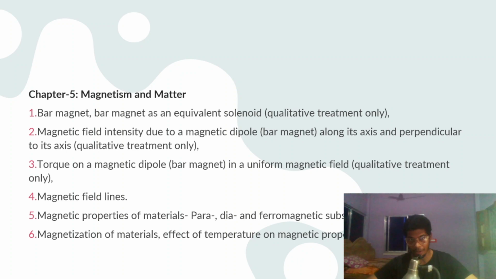Next chapter is magnetism and matter, which has 6 sections, and these are not quite hard-to-grasp concepts. But as you can see, there are some topics like magnetic properties of materials, like paramagnetic, diamagnetic, and ferromagnetic substances with examples. You just have to go through them, and if you go through these sections, you will be able to understand the things.